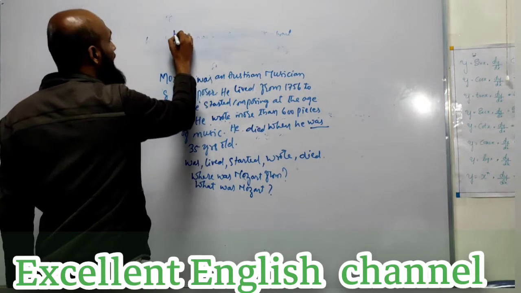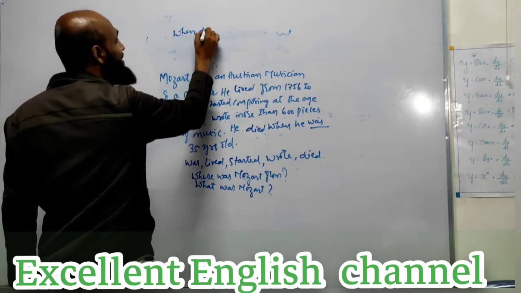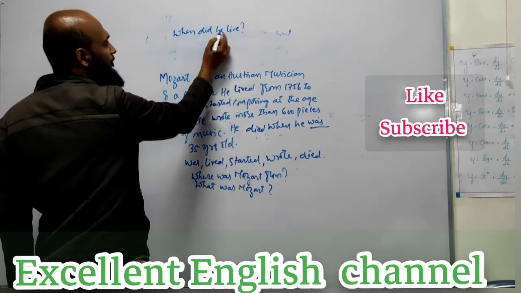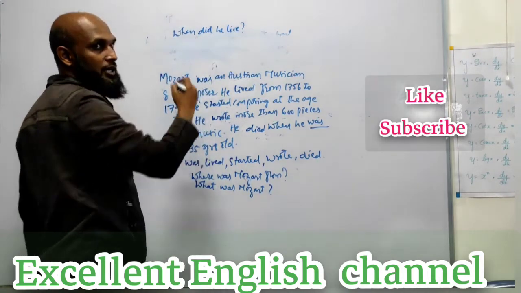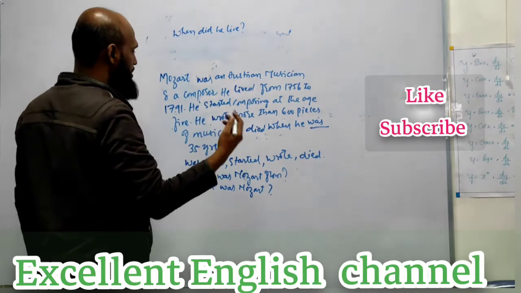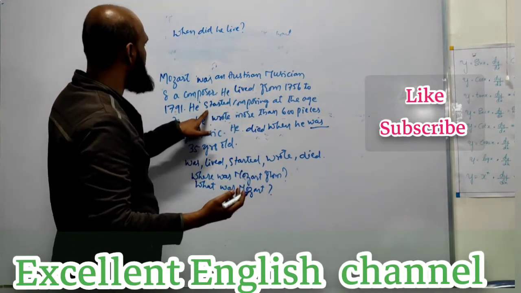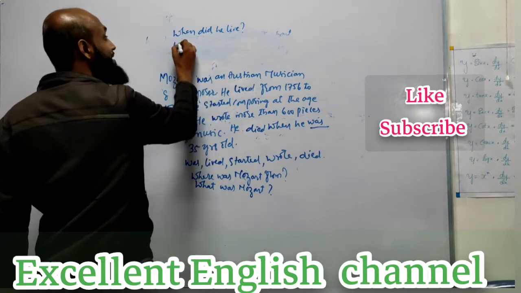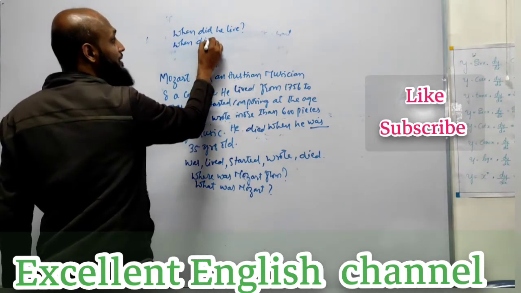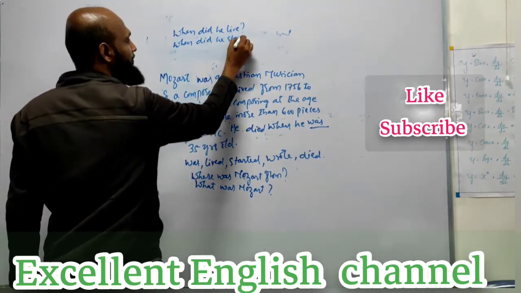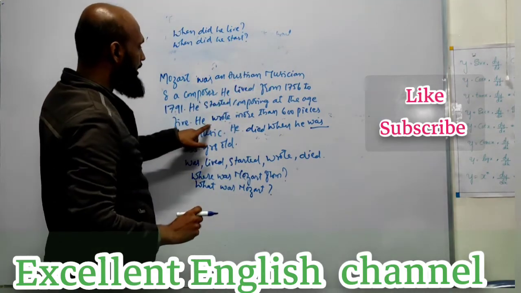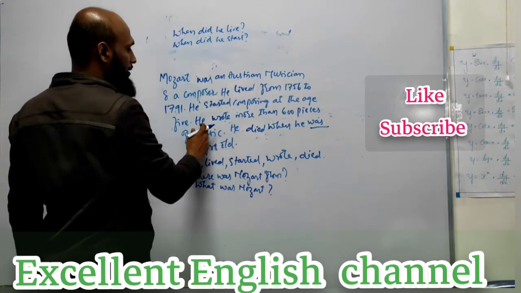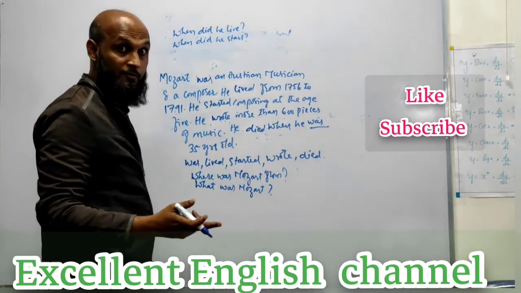So, when did he live? When did he live? Simple. Because there is a main verb, that's the reason I'm using did. And if you want to ask a question like, when did he live? And when did he start? When did he start? And he wrote more than 600 pieces of music.